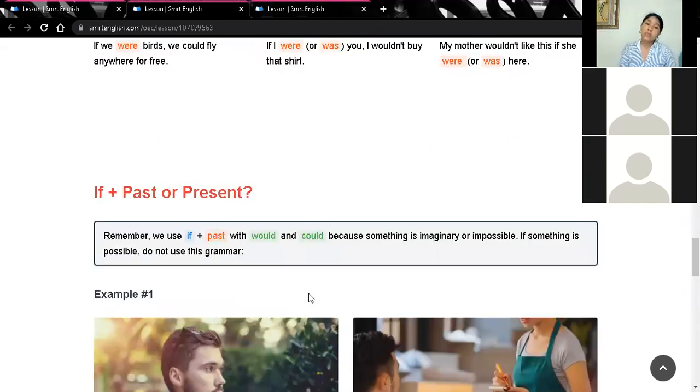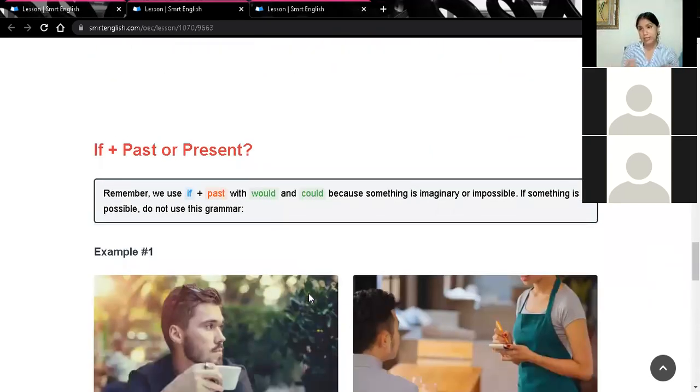If plus past or present. Here we're going to see the differences between using the present tense or the past tense with if. Remember, we use if plus past tense with would or could because something is imaginary or impossible. If something is possible, do not use this grammar. So whenever you're going to use this type of conditional, make sure that it is related to what you're trying to say.